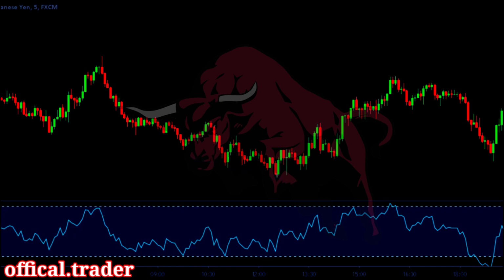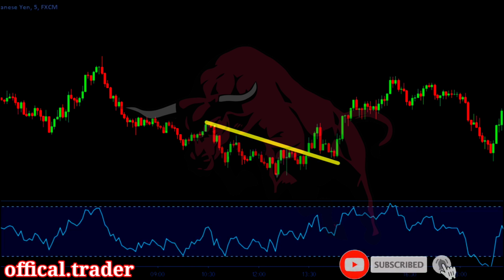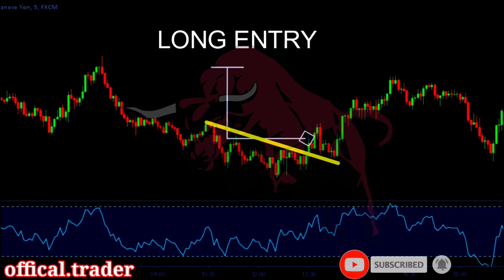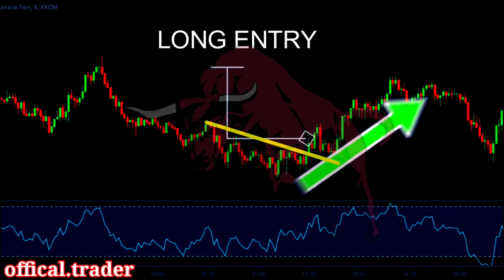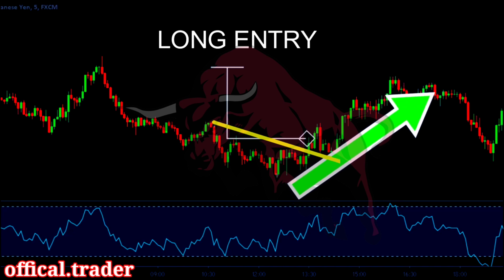Now, we need to plot a short-term trend line and wait for its break. As the price breaks the trend line here, we can enter in a buy position. As you can see, after the trend line break, the price rallied upwards.